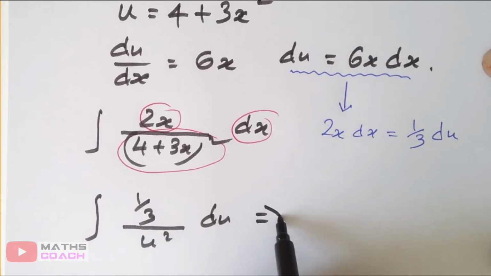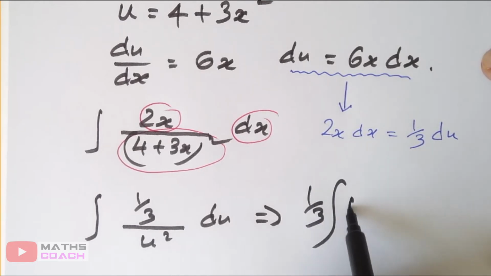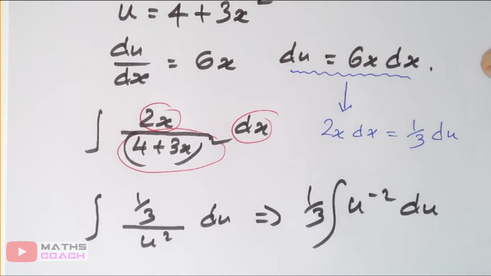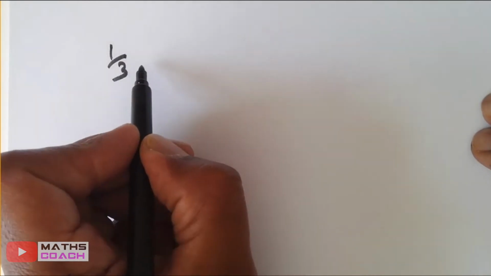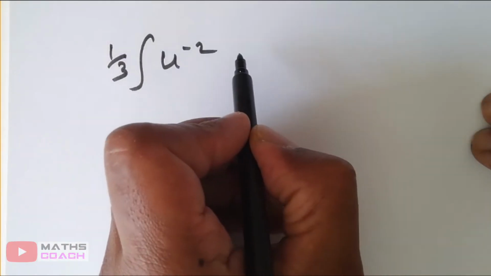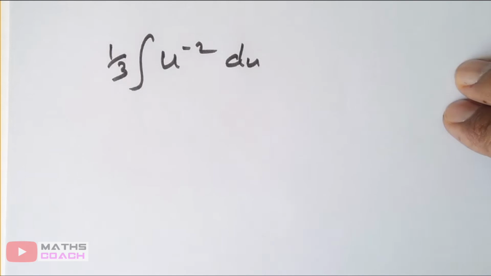The best thing to do now, like we did earlier, is pull the 1/3 out, and rather than having 1 over u squared, put it in indice form. So we have 1/3 integration of u to the power minus 2 du. Okay. So let me just write that last line again. So we've got 1/3 integration of u to the power minus 2 du. And you might have noticed that the 2 and 0 were not put in place. I've left that to the last minute. So whatever we do, do not worry about the 2 and 0 at the moment.